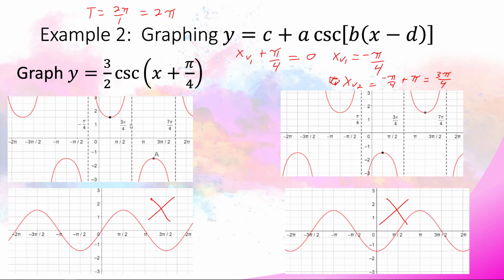Which of course is this line right here, or this line right here. So we have that xv2 is equal to 3 pi over 4. And of course we can use xv2 and 1/2 of a period to figure out what xv3 is. I'm going to do that up here where it's safer. We will have xv3 is equal to xv2, which is 3 pi over 4, plus pi, and that will give us 7 pi over 4.